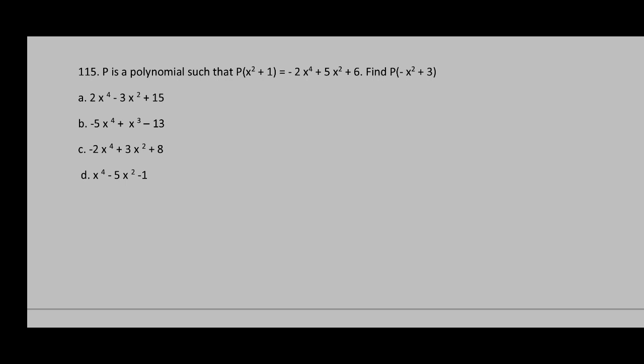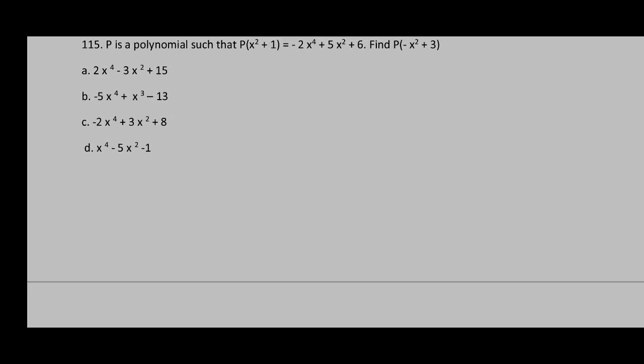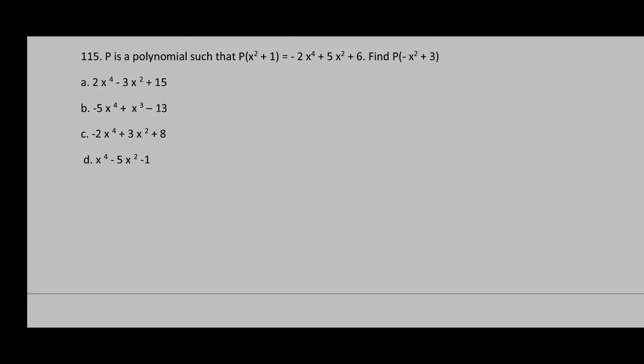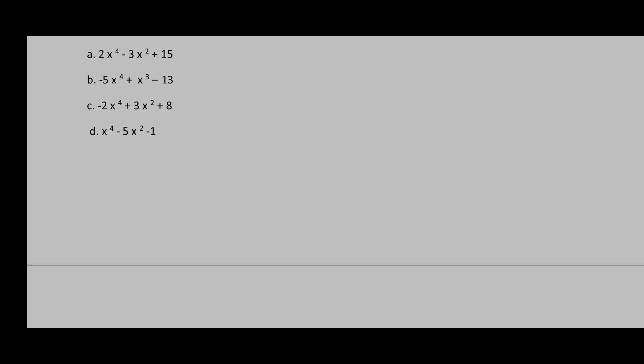Next, problem 115. P is a polynomial such that P of x squared plus 1 is equals to negative 2x raised to 4 plus 5x squared plus 6. And you find P of negative x squared plus 3. Sagot daw diyan ay letter C, negative 2x raised to 4 plus 3x squared plus 8.